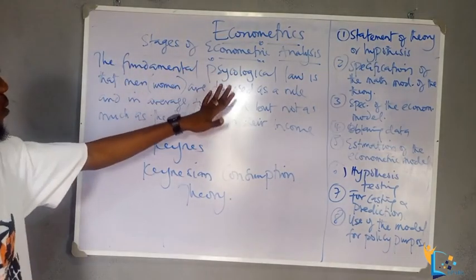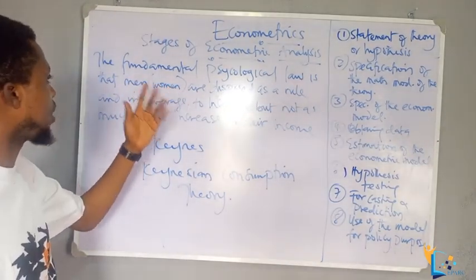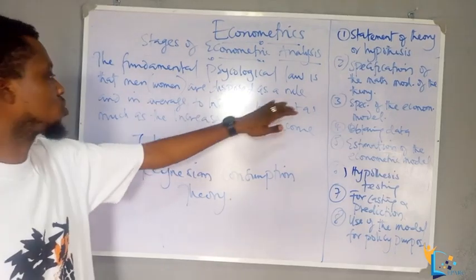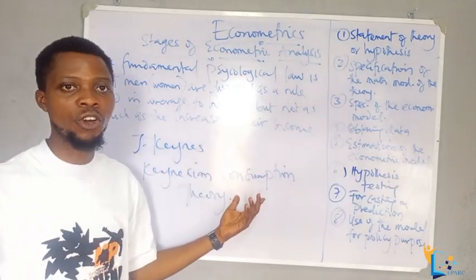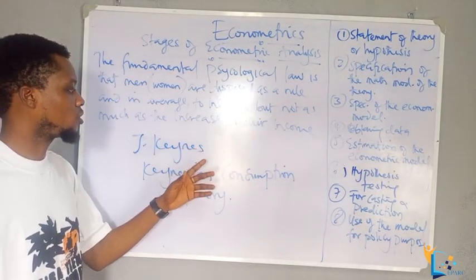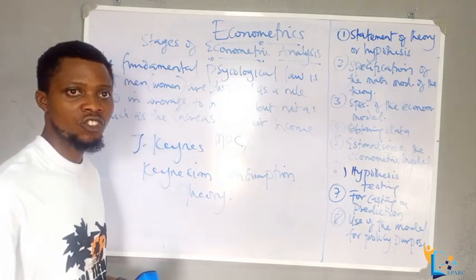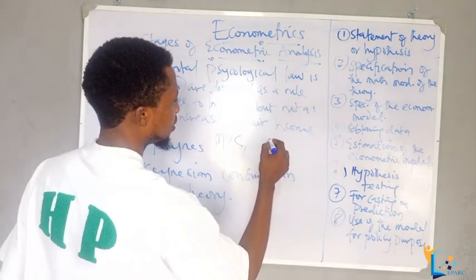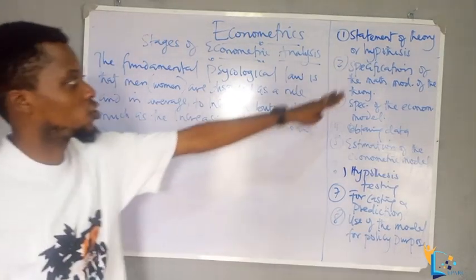One of his theories of consumption states that the fundamental psychological law is that men (in brackets, women) are disposed as a rule and on average to increase consumption, but not as much as the increase in their income. This is a fundamental consumption theory of John Keynes, an economist. In other words, John Keynes is saying that the marginal propensity to consume, the rate of change of consumption for the rate of change of income, must be less than 1 but greater than 0.